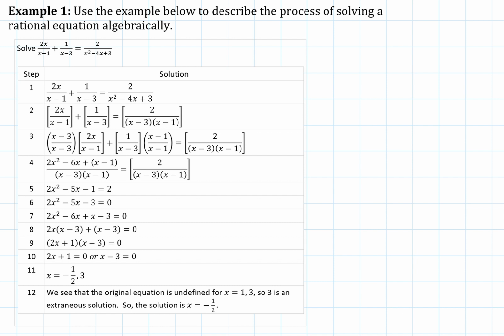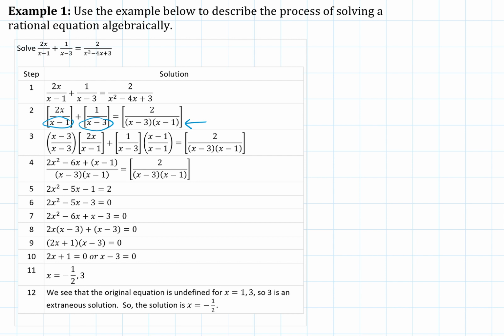They're just recopying the equation. In step 2, they're just factoring the denominator of the rational expression to the right. So they're just factoring denominators. There's nothing to factor in the denominators here and here. They're already factored.